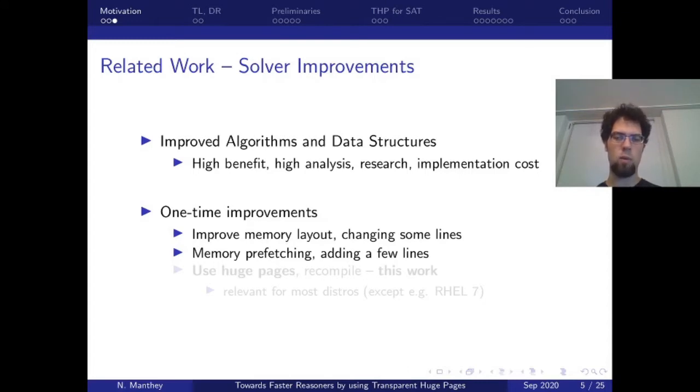Because there are already solutions, so as related work, you can improve algorithms or data structures of solvers or automated reasoning tools, which give a high benefit at the cost of high analysis, research and implementation costs. And then there are one-time improvements. There, for example, is improving the memory layout, which requires changing a few lines. There is prefetching memory by adding a few instructions, which is typically 1 or 2 lines. Or, in this work, we present using huge pages, which basically requires you to recompile your tool once. And that's relevant for most of the distros, except, for example, Red Hat Enterprise Linux 7, because they enable huge pages by default for the whole system.